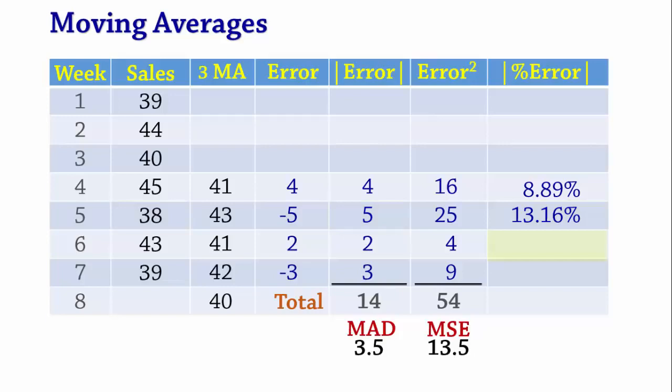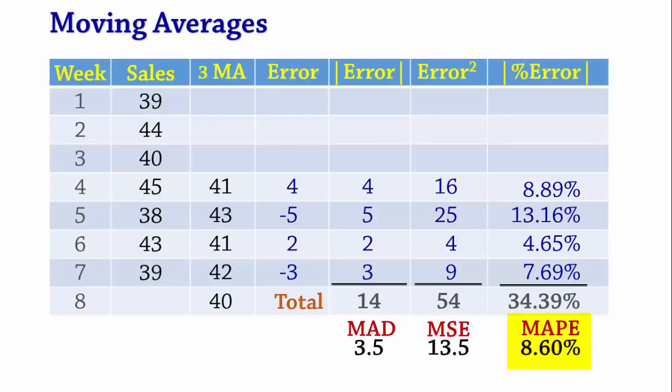For week 6, 2 divided by 43, which gives 4.65%. And finally, for week 7, it is 3 divided by 39, which gives 7.69%. The sum of these absolute percent errors is 34.39%, and on dividing it by 4, we obtain the mean absolute percent error of 8.60%. And that's pretty much how to calculate moving averages and forecast error measures.